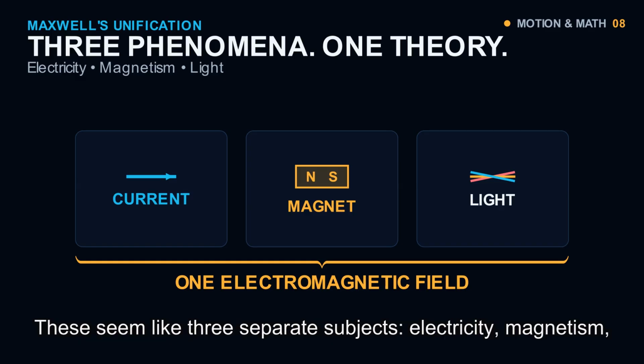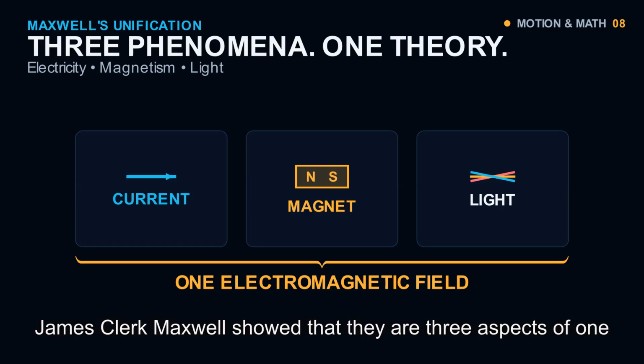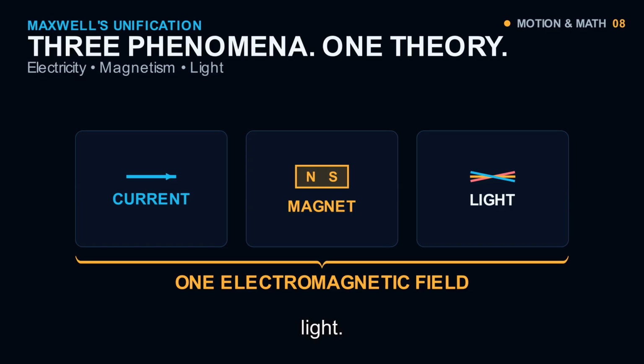These seem like three separate subjects: electricity, magnetism, and optics. James Clerk Maxwell showed that they are three aspects of one physical structure. Even more remarkably, his equations did not merely describe light. They predicted what light is.